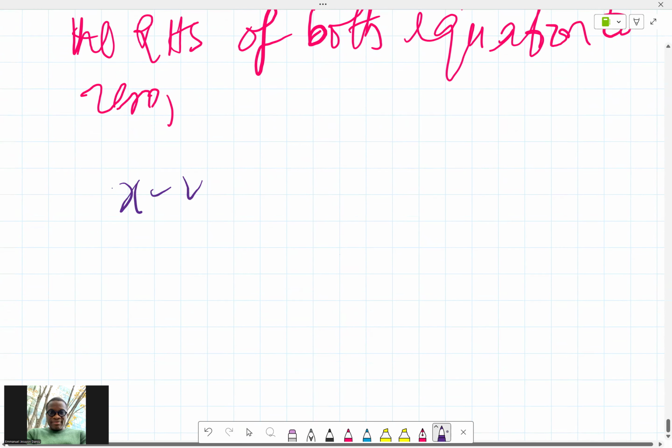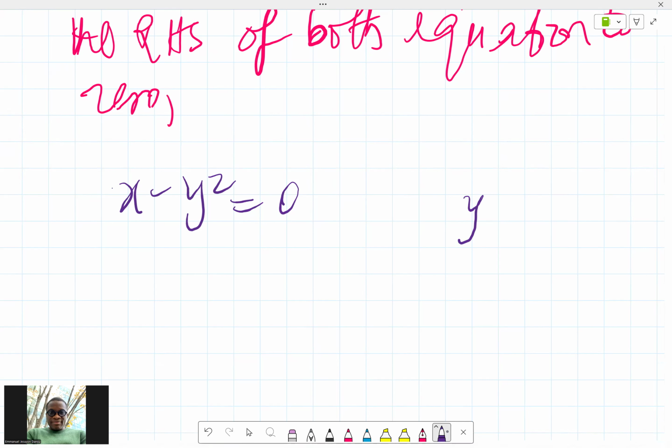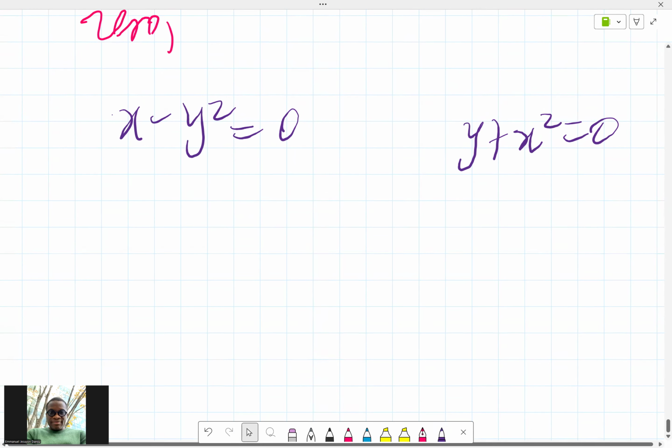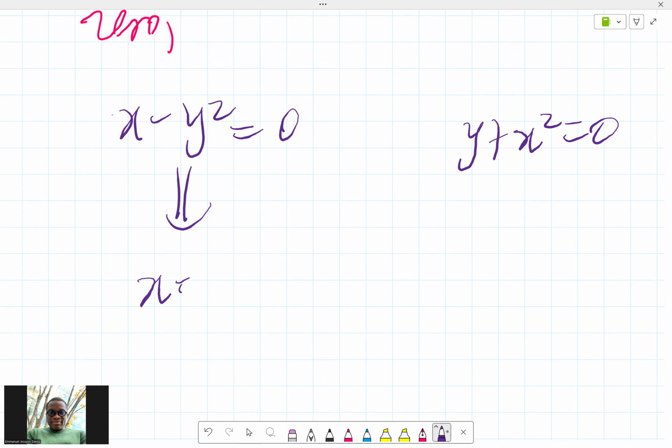So we have x minus y squared equals 0, and y plus x squared equals 0, and we solve simultaneously. Now, what can we do here? From the first equation, we know that x is equal to y squared. That is what this translates to.